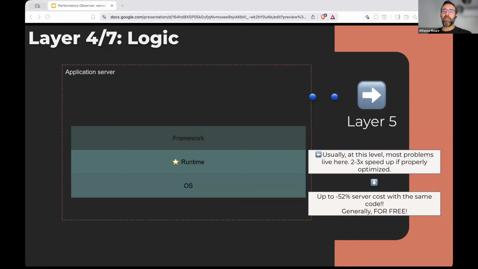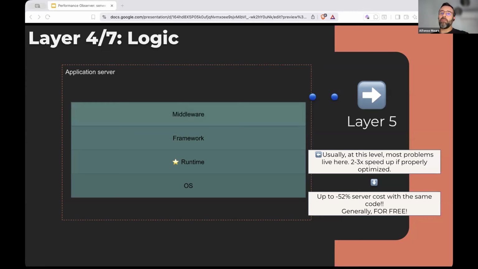So then we have the framework level. Here is where Django, Ruby on Rails, Laravel, Spring, Nest.js, etc., are living. It adds an overhead depending on the platform and the runtime you are using. The choice made 5 years ago may still be costing a lot of time and, of course, money. So it's important to check what is happening there.